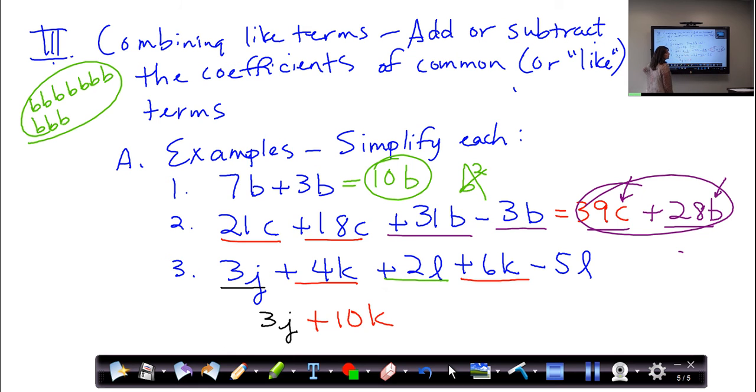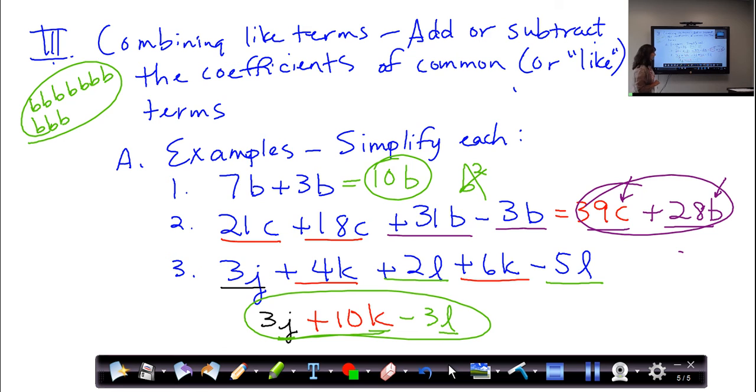And I've got 2 L's, but I'm taking out 5 L's. So it's almost like saying I'm sitting above sea level 2, and I've just dropped below sea level 5, so I am down 3 now, and 3 L's. Now, notice that none of these are like terms. This has a J, that has a K, that has an L. None of them are alike. I cannot put any of them together, and so that's the best that one's going to get.